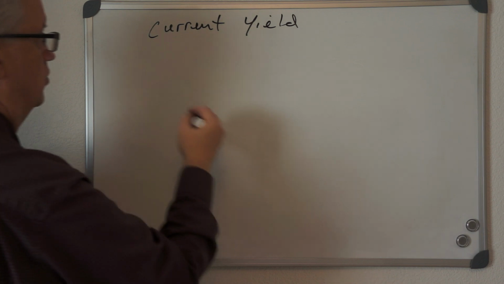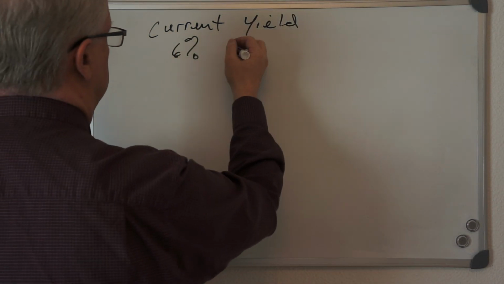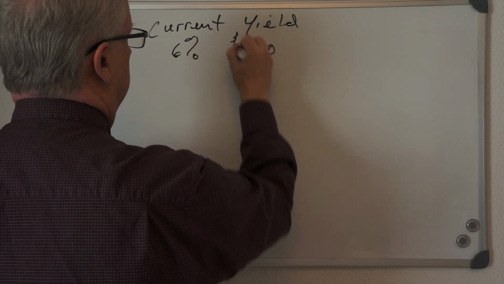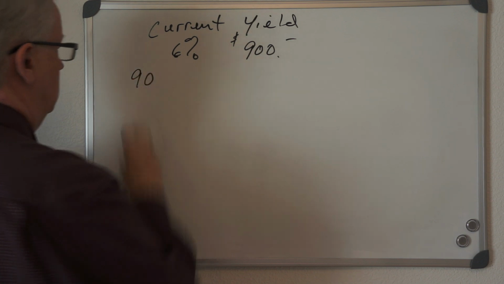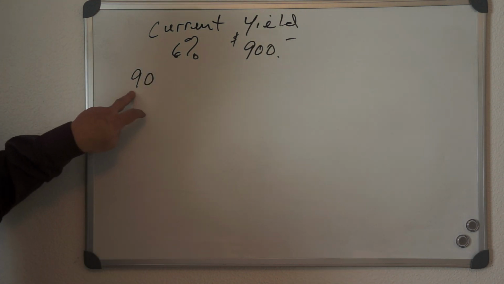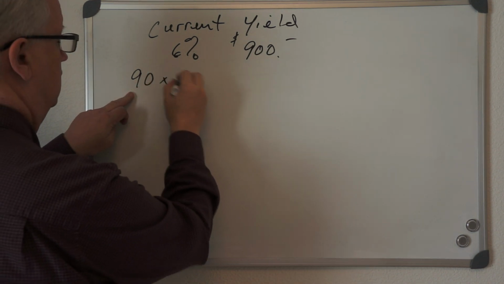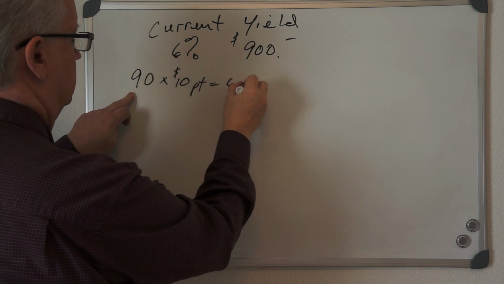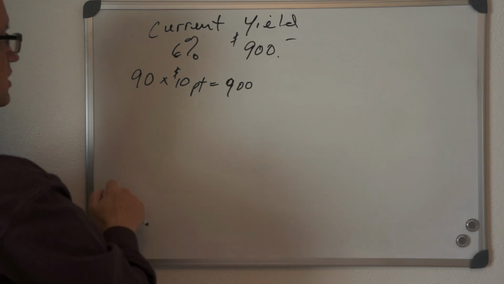Okay? So you've got a 6% bond, and you've got a $900 bond price. Maybe they just say a bond at 90. When they say a bond at 90, what are they saying? 90 times how many? Times $10 a point equals $900. Every point is $10.